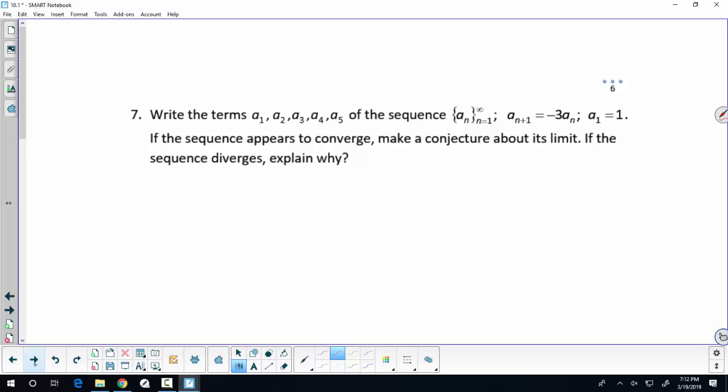Okay, write the first 5 terms of this sequence. It's defined recursively, and state whether it appears to converge or diverge. So I'll give y'all a minute or two to write these out.